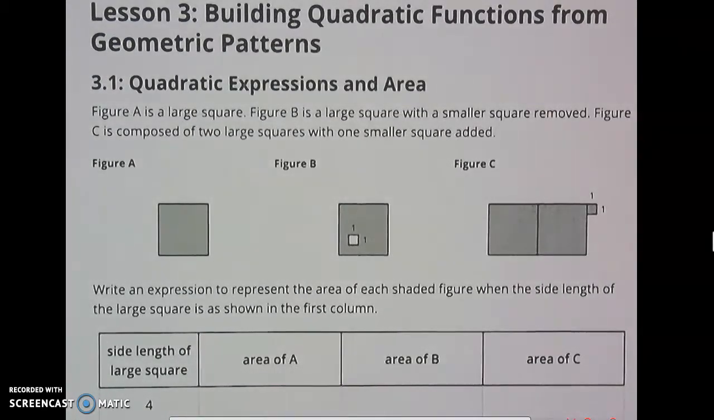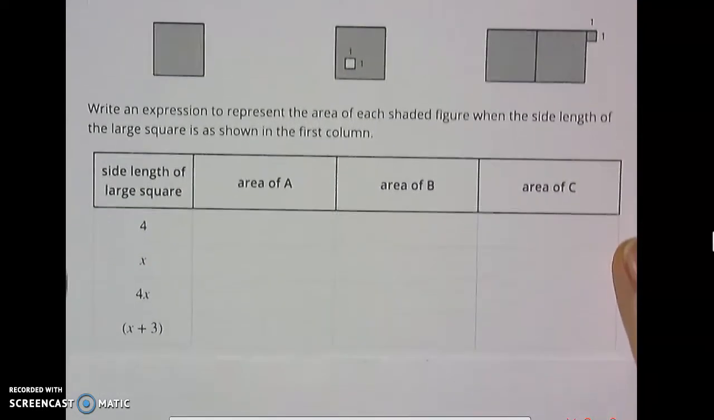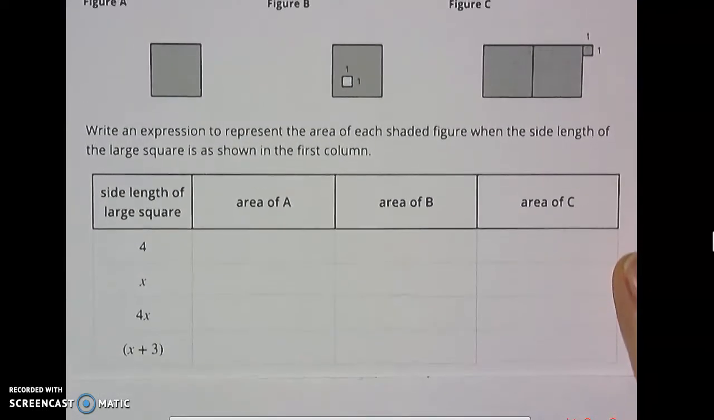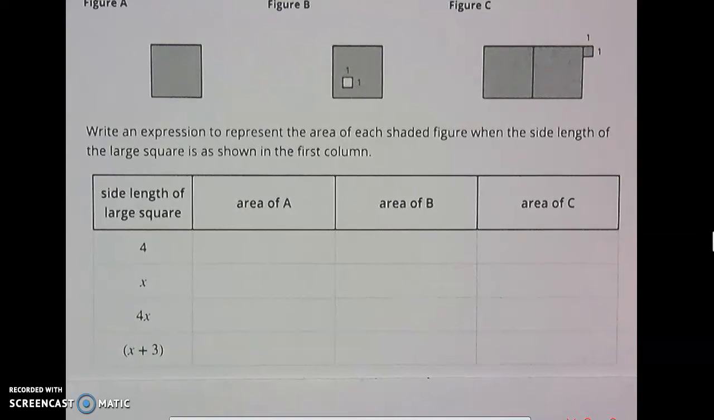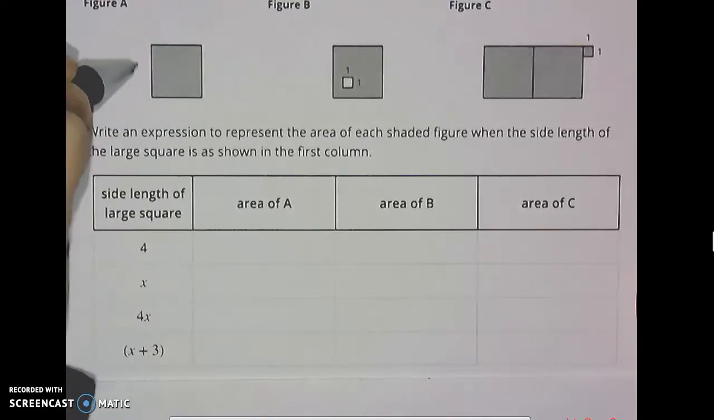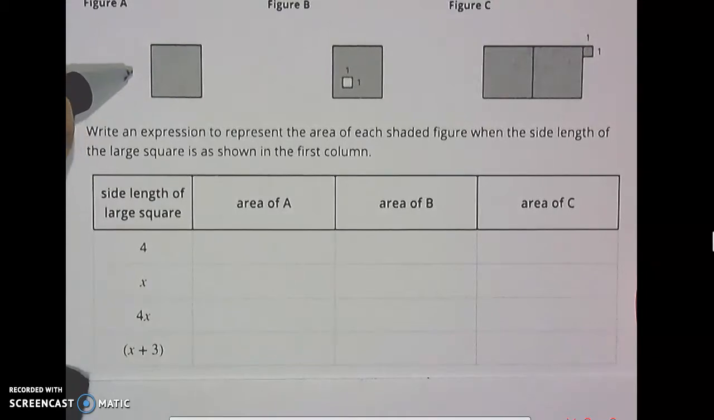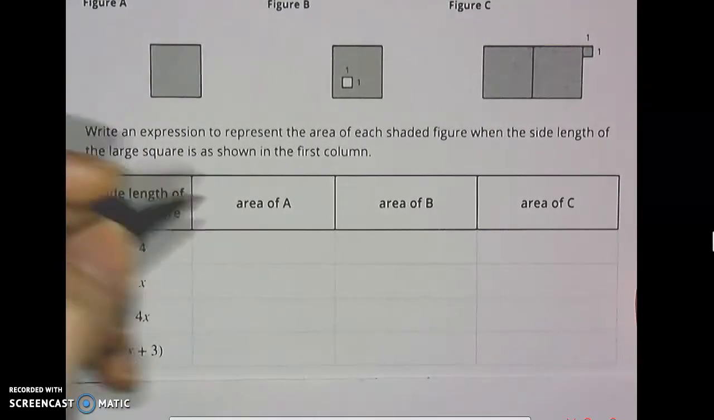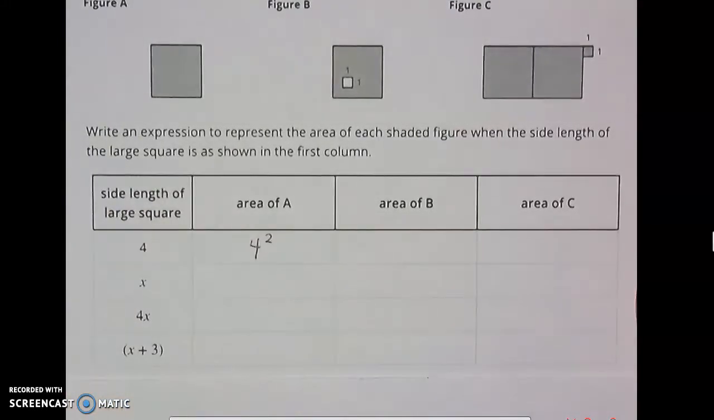Okay, and so based on this information, we are going to be able to fill out this table, where we're going to write an expression to represent the area of each shaded figure when the side length of the large square is as shown in the first column. If we have this large square and each side is 4, to find the area of a square, we take length times width, or the side squared. So that means that this would be 4 squared. You could evaluate that if you want, but it doesn't matter in this case.